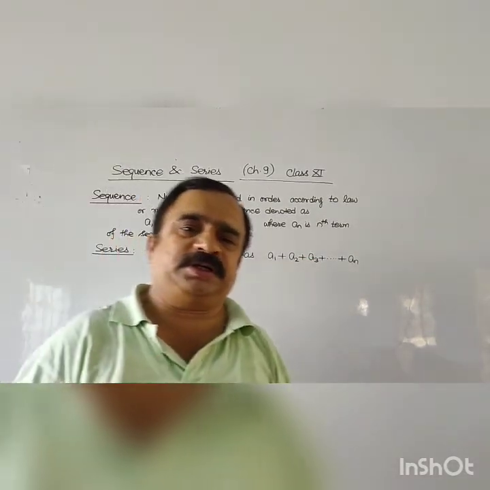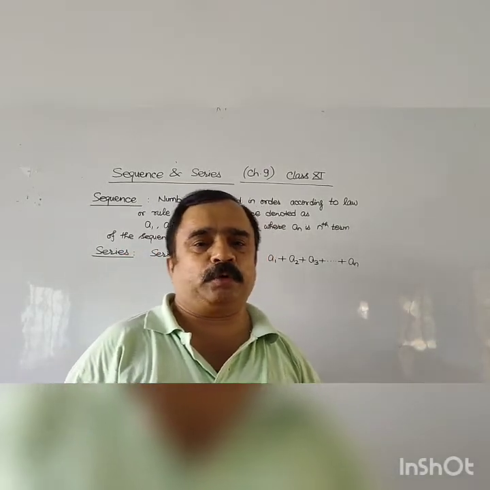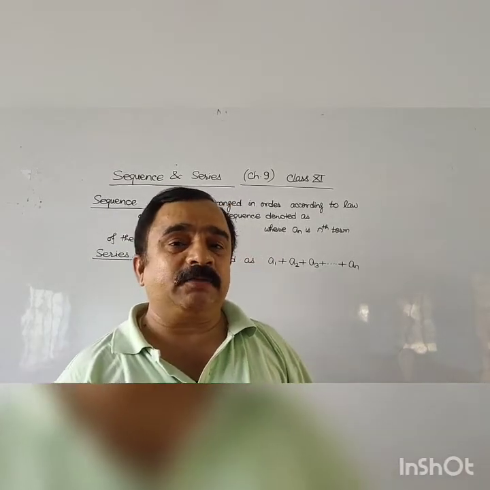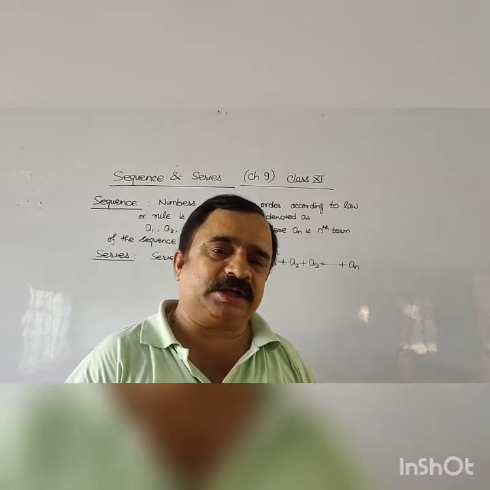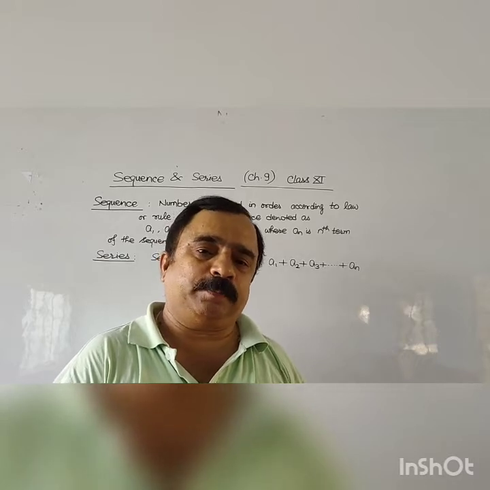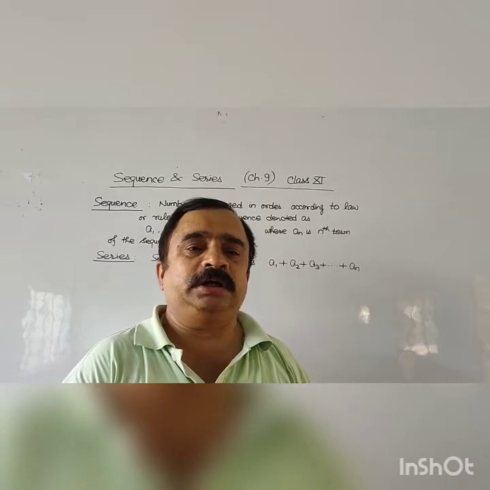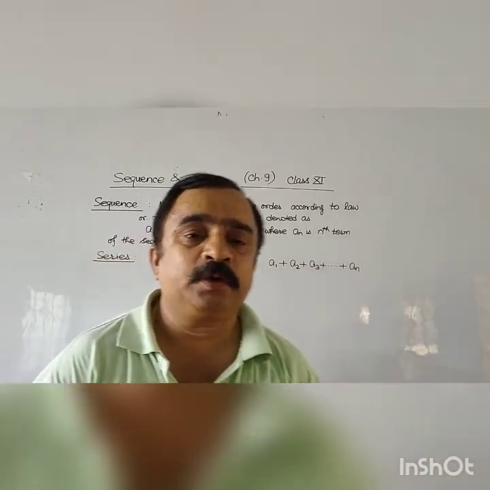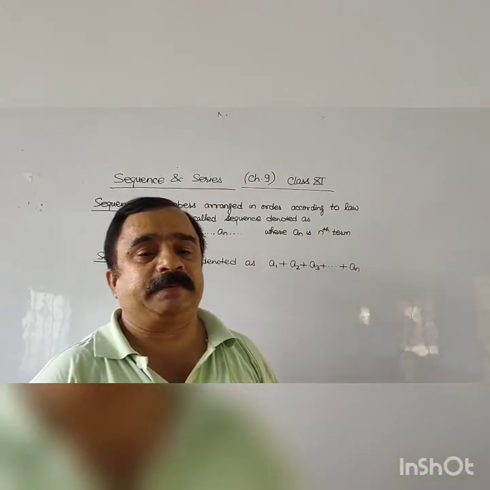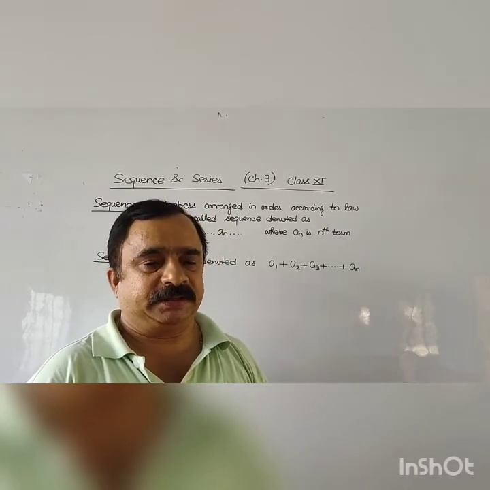There are three types of series or progression. One is arithmetic progression or arithmetic series. Second one is geometric series or geometric progression. And third one is harmonic series or harmonic progression. In class 11th, there are only two types of progression, arithmetic progression and geometric progression. Harmonic progression is not in class 11th.